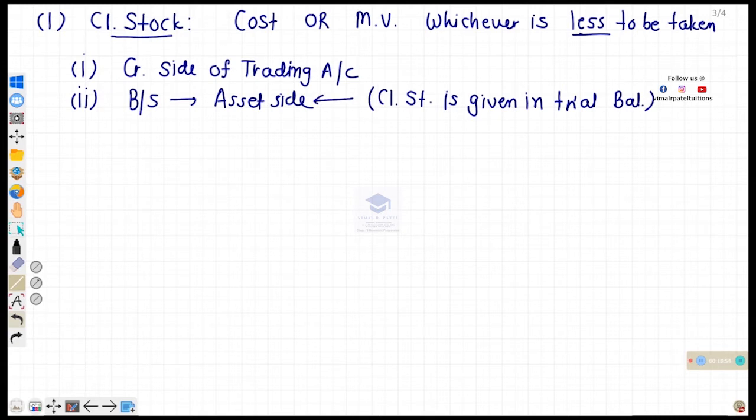In certain sums, you will be provided closing stock in the trial balance, where you don't have to prepare the trading account because the trading account has already been prepared. You have to start the sum with the profit and loss account. At that time, they must have given effect to closing stock. Then closing stock will have only one effect, that is on the asset side of the balance sheet.